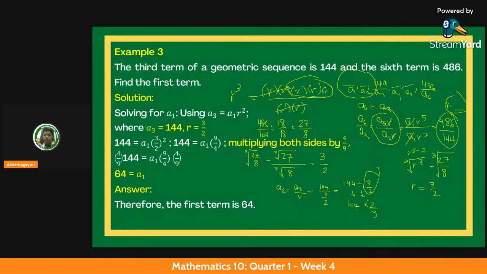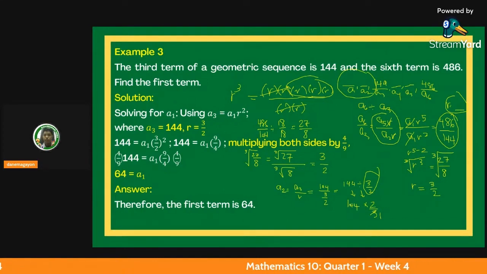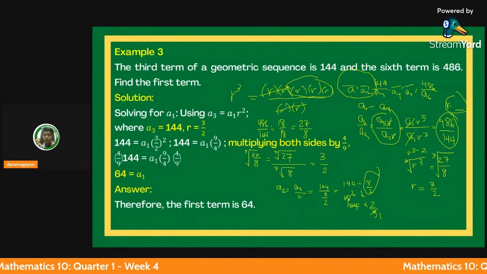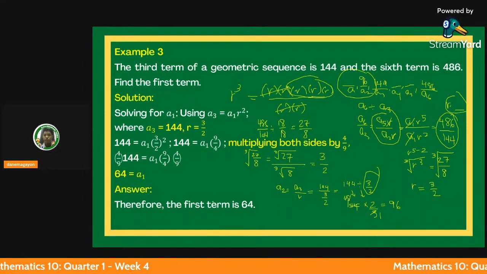Next, the 144 over 3, you can divide by 3. When you divide the 3 by 3, it becomes 1. Then you divide 144 by 3. What comes out here, I think, is 48. So 48 times 2, we have 96. So our second term will be equal to 96. We will do the same for this situation.